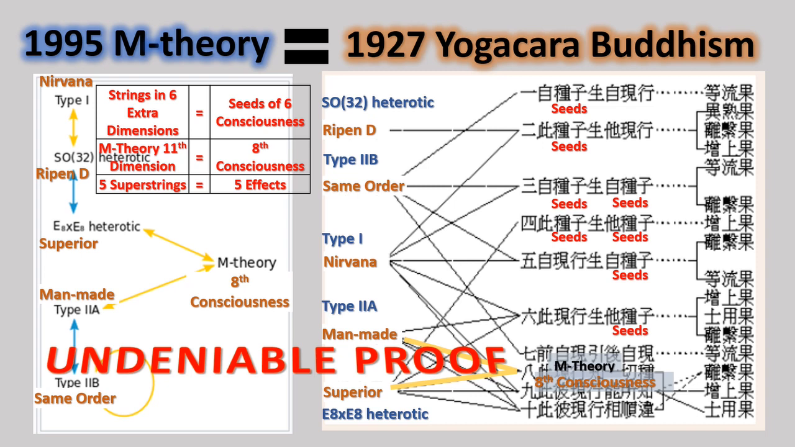For example, one calls it strings vibrating in 6 extra dimensions while the other calls it seeds of the first 6 consciousnesses. One calls it M theory with the 11th dimension and the other calls it the 8th consciousness. Lastly, one calls it 5 superstrings and the other calls it 5 effects. There are more. We will cover the comparisons in detail later. This is one of many proofs that string theory is a mathematical version of Yogacara Buddhism.